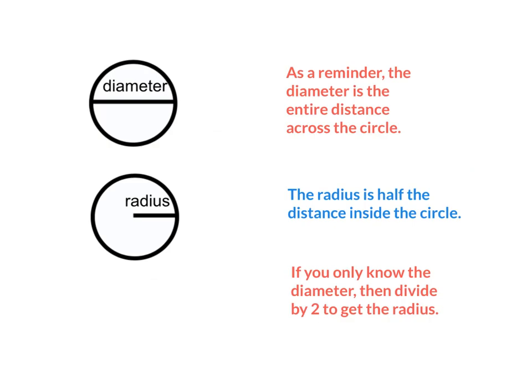As a reminder, the diameter is the entire distance across a circle. The radius is half the distance inside the circle. If you only know the diameter, then divide by 2 to get the radius.